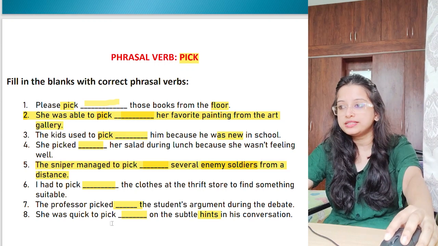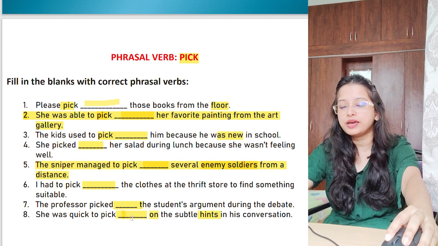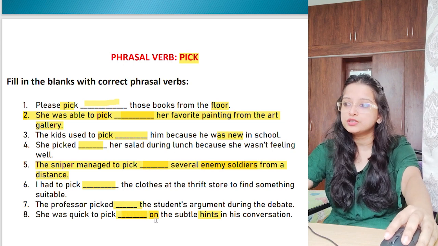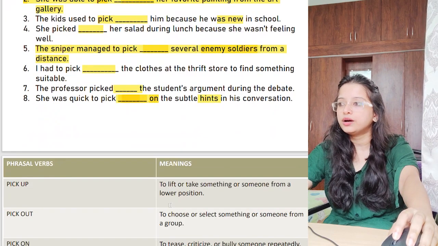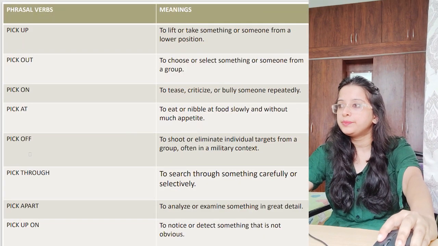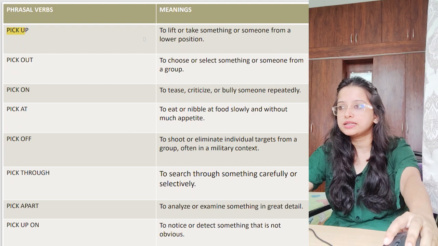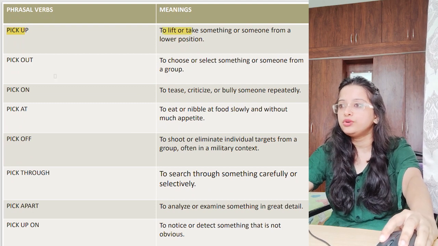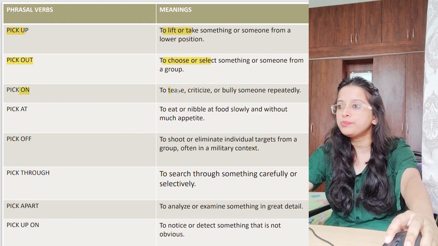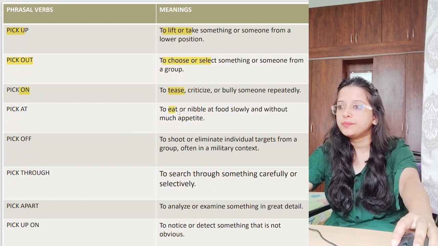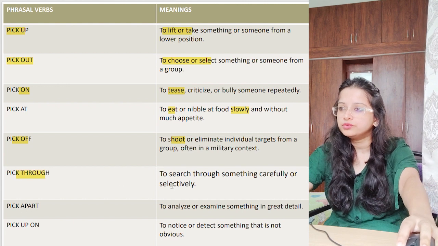Okay, on is already given, so on this side you have to write pick up on, right? So only up we are going to write over here. So if we move into the table now, as you can see, all are written. Pick up, the meaning is to lift or take something, okay, to lift. Pick out, meaning to choose and select. Pick on, meaning to tease. Pick at means to eat slowly. Pick off, meaning to shoot or kill. Pick through, meaning to search through.